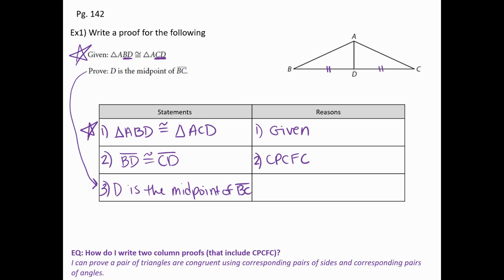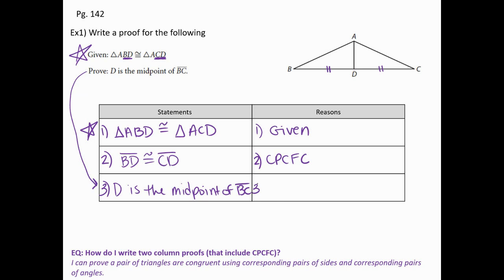CPCFC. Since the triangles are congruent, all of their parts are congruent. So we picked one part of our triangles to say that it's congruent. So that's corresponding parts of congruent figures are congruent. Then I have my final statement, D is the midpoint.